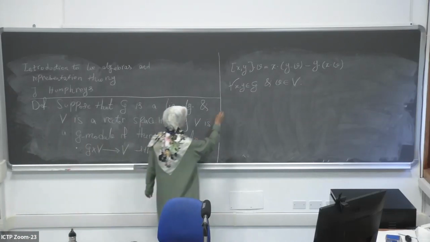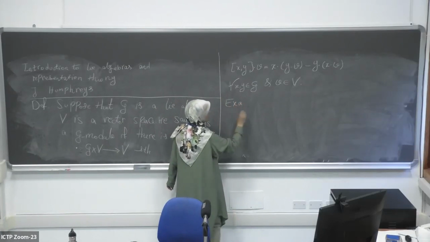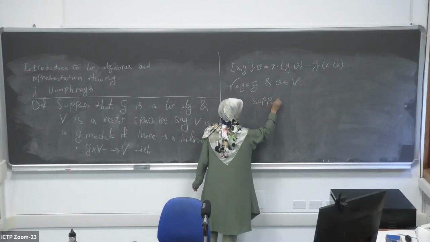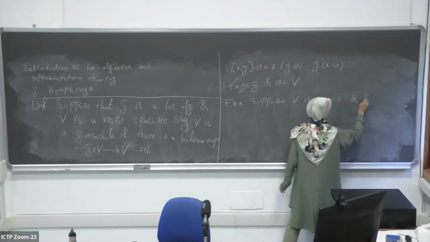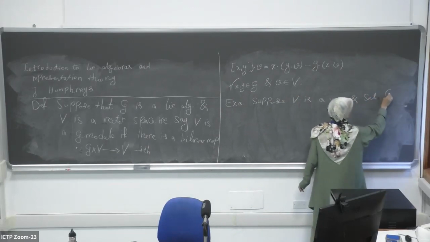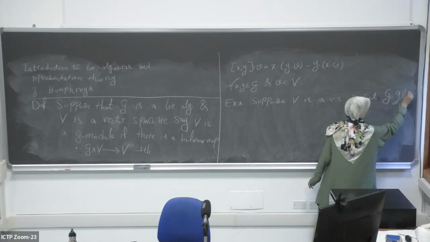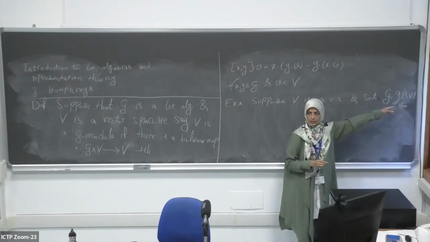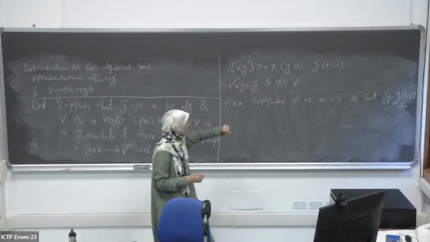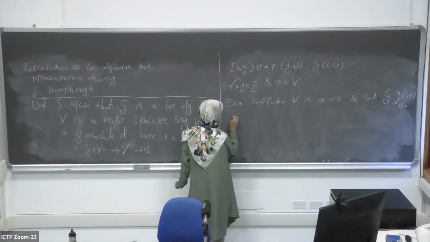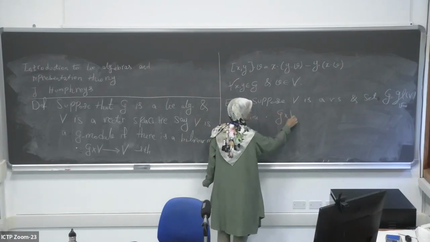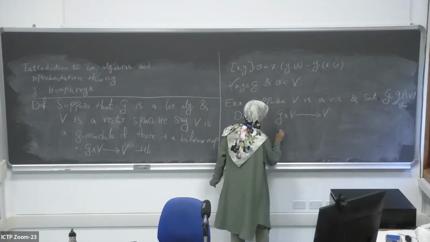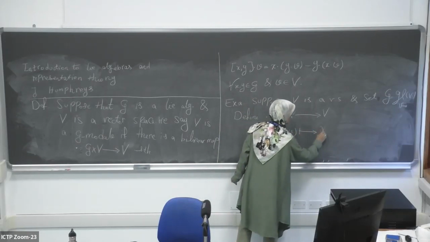Let's look at an example. Suppose V is a vector space and set G to be gl(V). This morning I told you what is gl(V), and we define the map from G times V to V that maps (x, v) just to x(v).